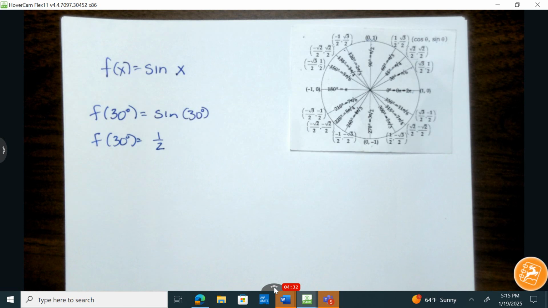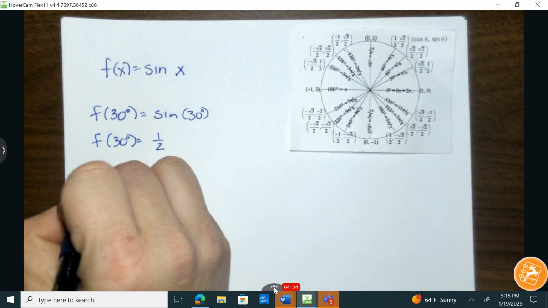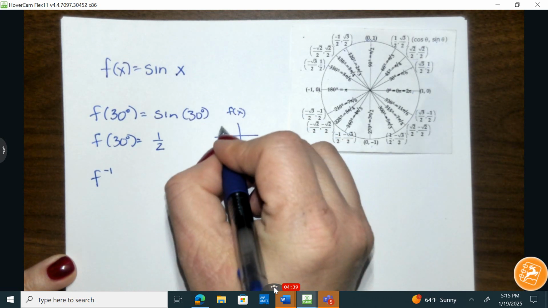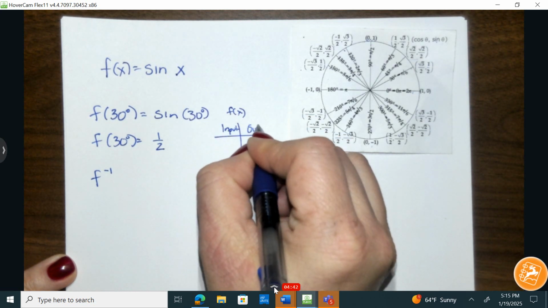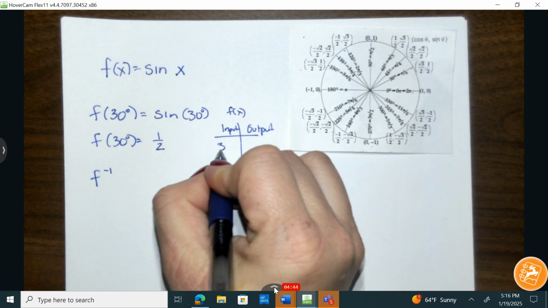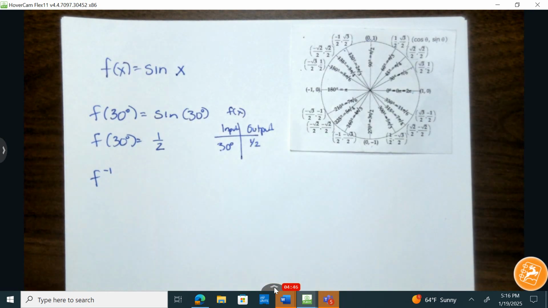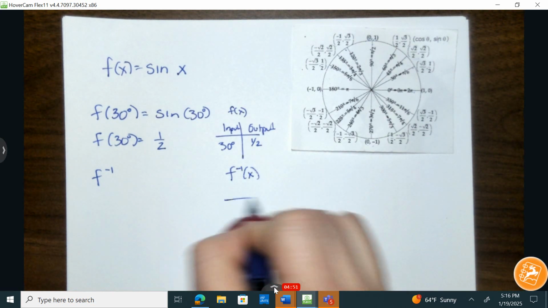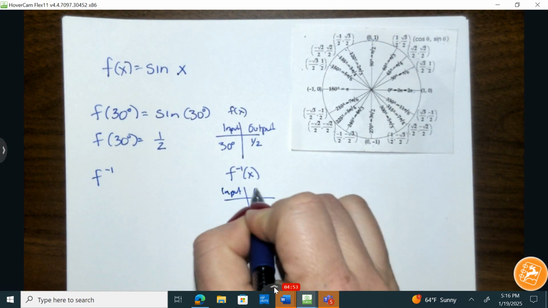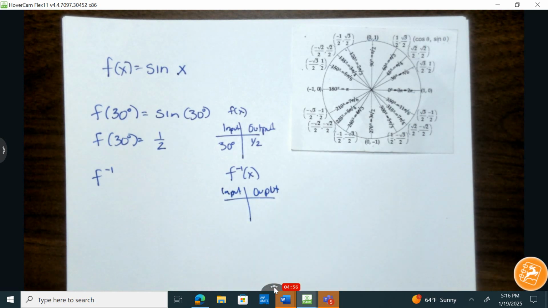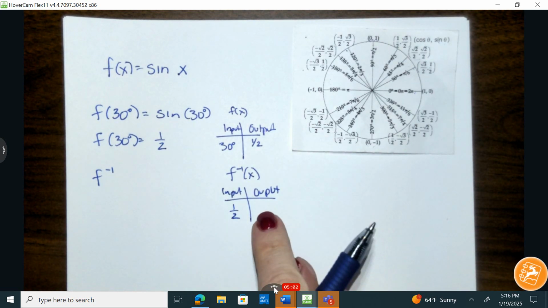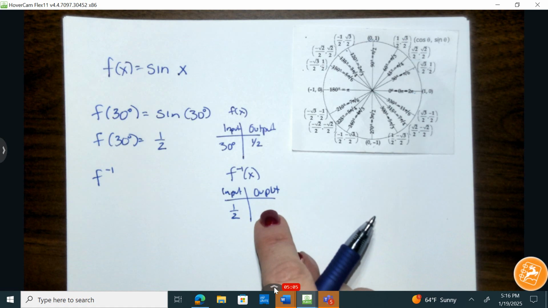But what if I reverse that? So instead, let's say I want to reverse the statement. So right now with the function, this is the original function, here's my input value, and here's my output value. When I substitute in 30 degrees, I get an output value of 1/2. Now, for the inverse of this, I'm going to make another table, input and output. For the inverse, it still needs to be true to be an inverse function that when I plug in 1/2, there can be at most one value that matches this.